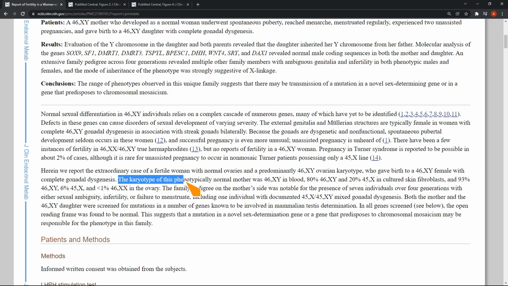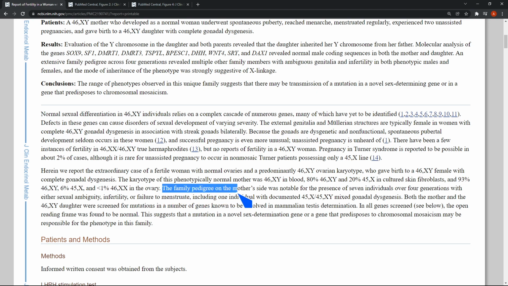The karyotype of this phenotypically normal mother was 46XY in the blood, 80% 46XY, and 20% 45X, which means there's a mosaic of this XY karyotype as well as Turner syndrome, X, mono X, in cultured skin fibroblasts. And here's the kicker, 93% XY, 6% X, and less than 1% XX in the ovary.